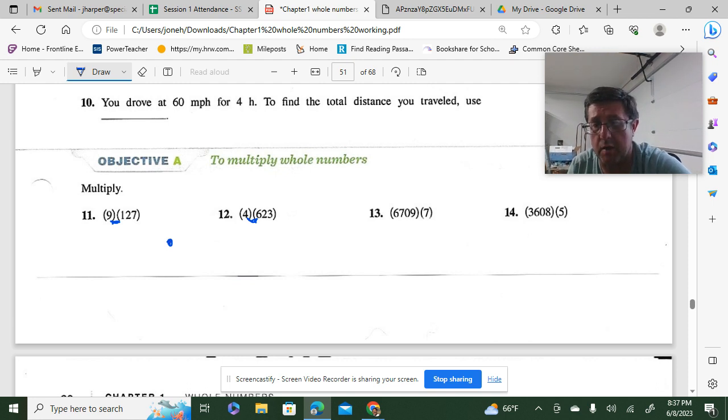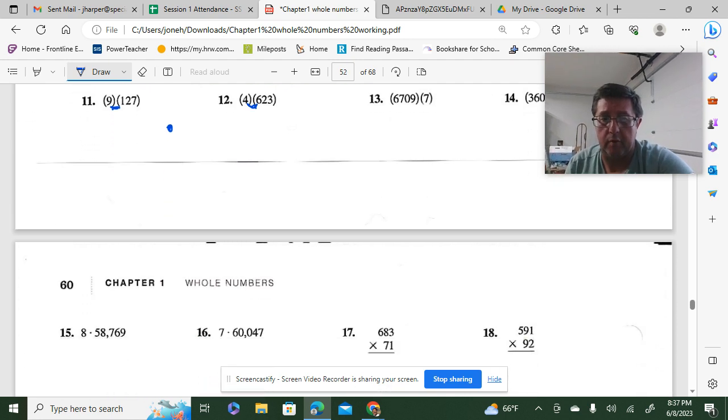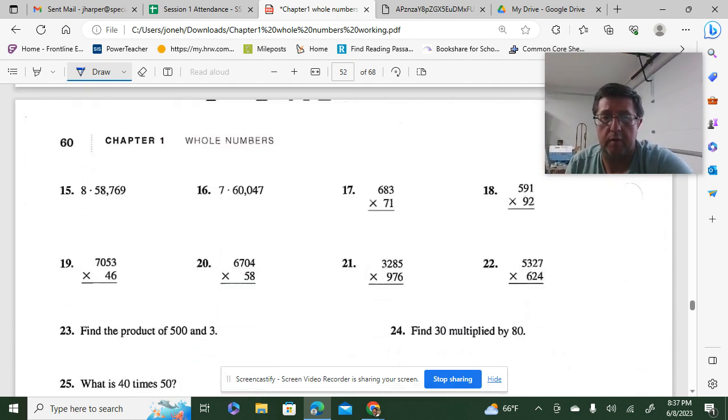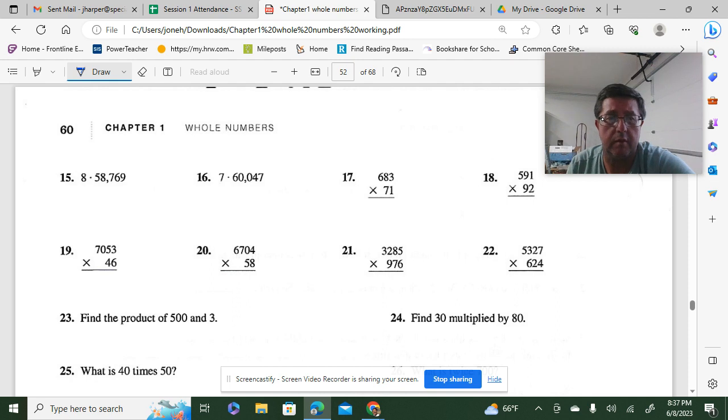And when you see two variables or a number next to a variable, hopefully we'll get into some of that down here. So this has the dot. So you just times this by this. We are on page 60 right now.